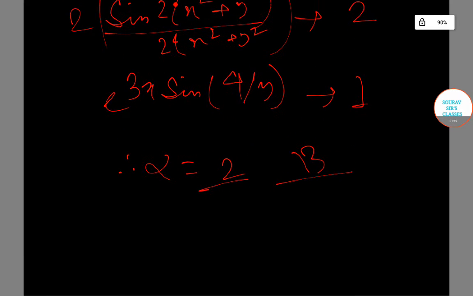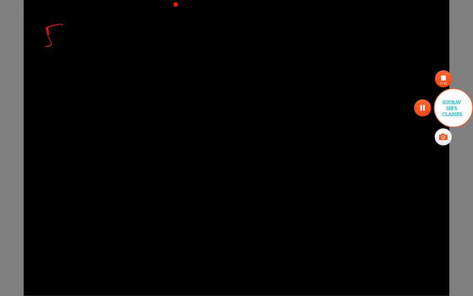Let's move on to the next question, that is question number 5. Let me add a page. In question number 5, we have that A is a 3 by 3 real matrix with eigenvalues 1, 2, 3, and let B be equal to A inverse plus A square.